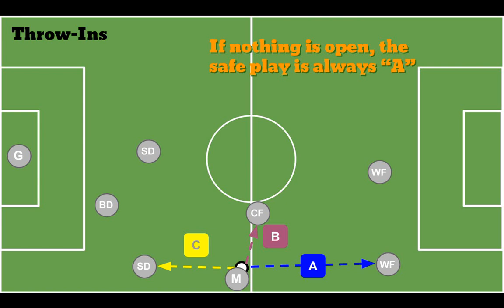If there's nothing open, always the safe play is just to throw it up A. Throw it up the sideline. In many cases, the defense will knock it out of bounds and we'll get another chance. So if you can't find someone open on a throw-in, throw the ball up the A play, up the sideline, and hope for the best.